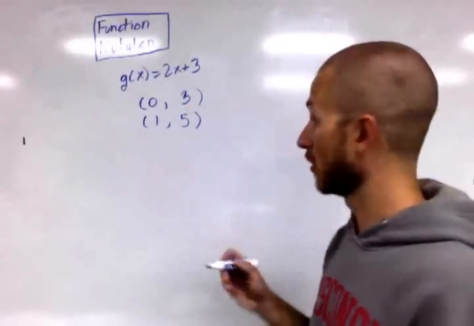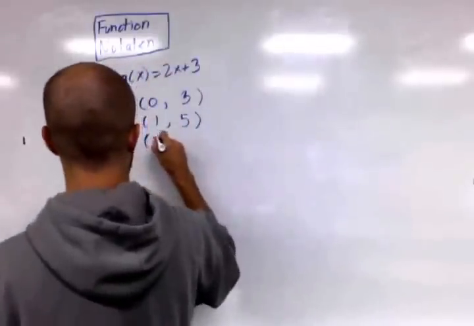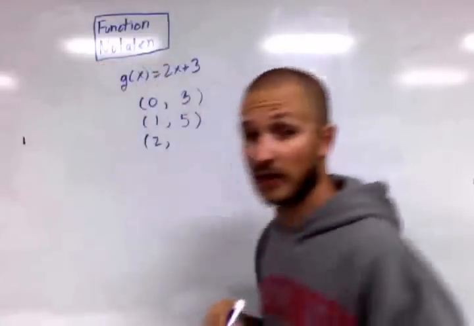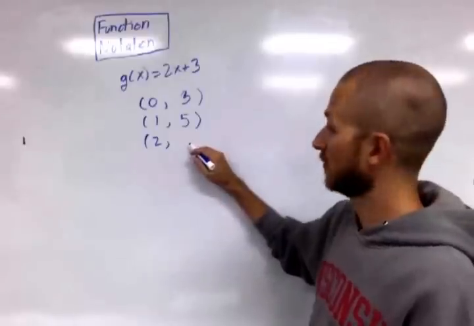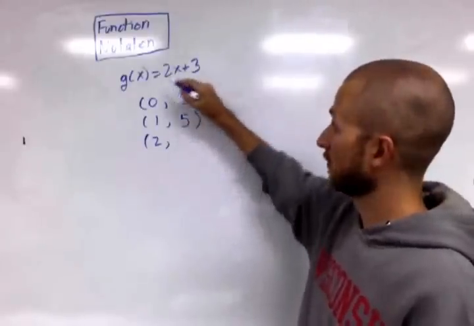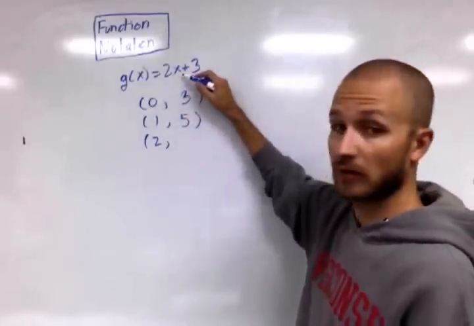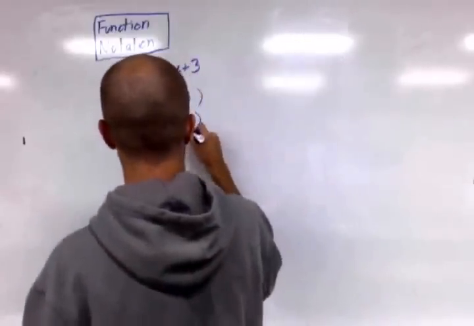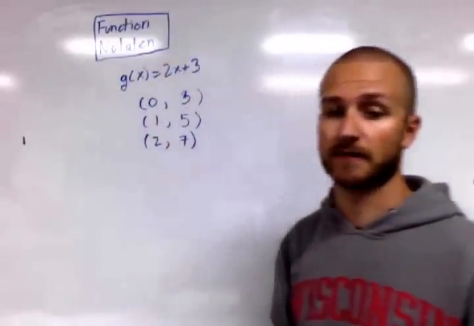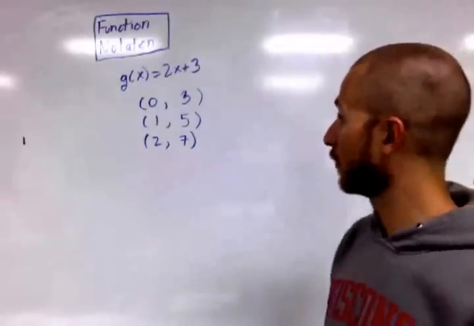Okay, let's do one more. If I plug in 2, my output would be g of 2. To evaluate g of 2, I plug in 2 for x. Like 2 times 2 is 4. 4 plus 3 is 7. And so my output is 7. Okay? Now I've got 3 points here.